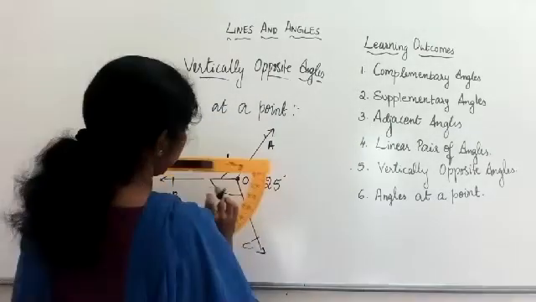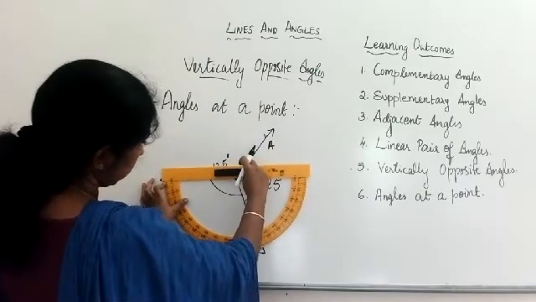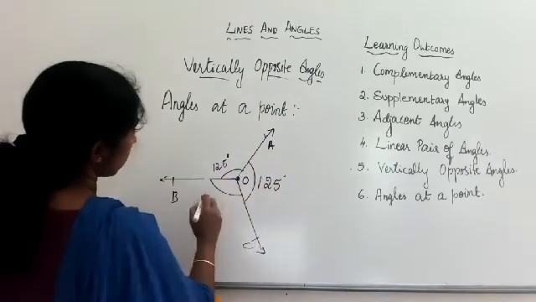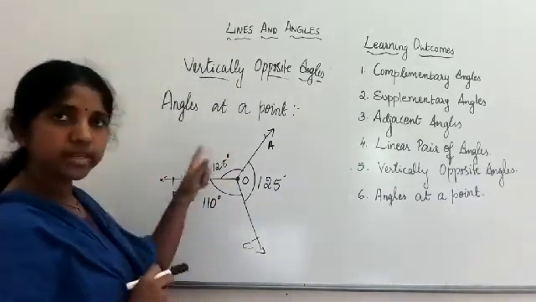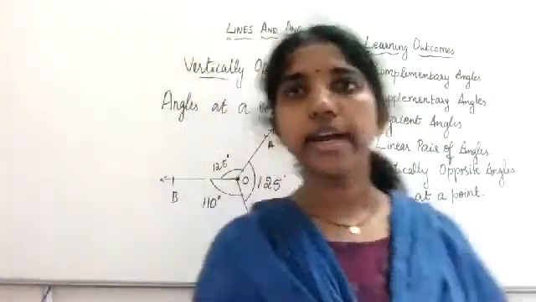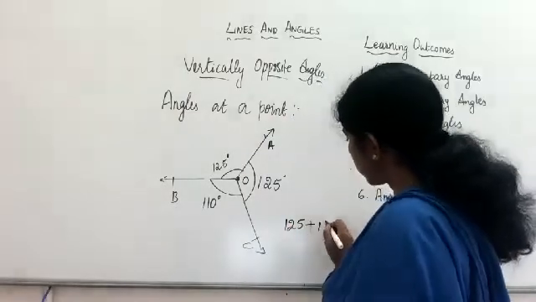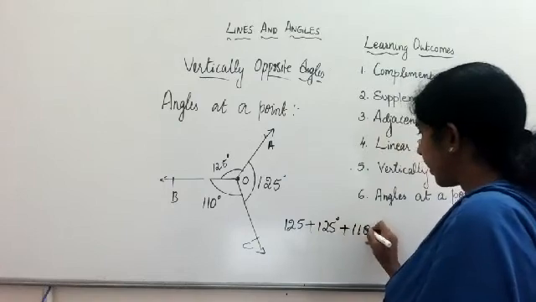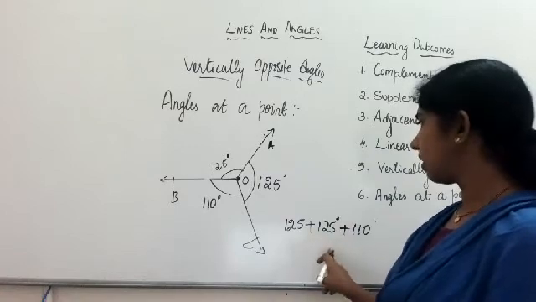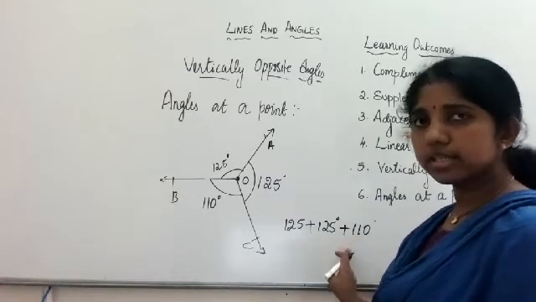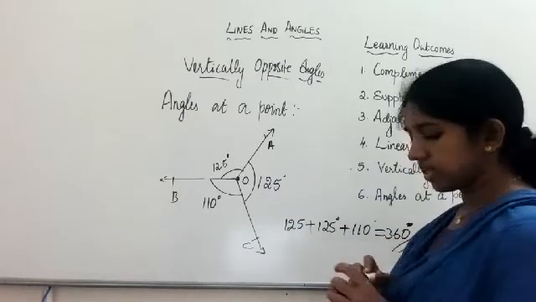Next, I am left with this angle. What I got is 110 degrees. So now let us add all these three angles. Around the point, 125 plus 125 plus 110 degrees. 125 plus 125 is 250, plus 110 is 360 degrees. So angles around a point are equal to 360 degrees.